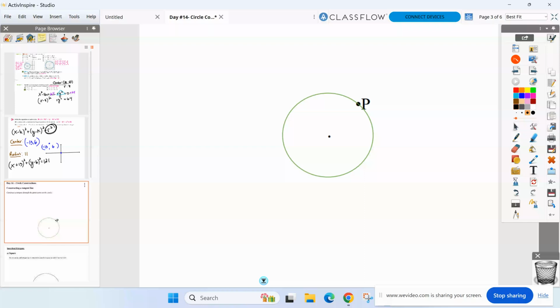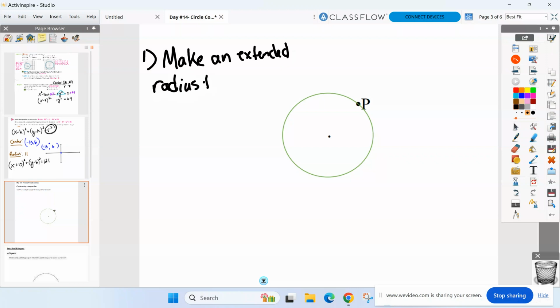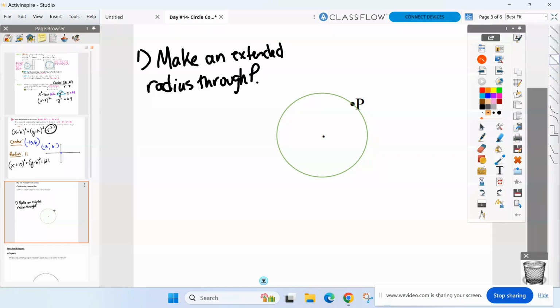First step. I'll write down these steps as we go along here. First step, make an extended radius through point P. Extended radius, so just don't stop at P. Go right all the way through there with your straight edge. Extended radius through P.